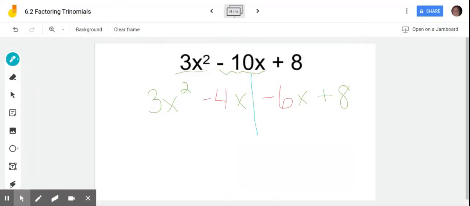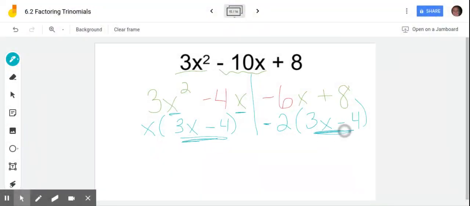So 3x squared and negative 4x, they have an x in common. So the x goes on the outside of the parentheses, and what's left over is 3x minus 4. Negative 6x and positive 8. I don't like that negative in the front, so I'm going to take that out. And then they can both be divided by 2. So I'm going to take the 2 out, and what I'm left with is 3x minus 4. What's inside the parentheses has to match. That's my first factor. My second factor is what's left on the outside of the parentheses.